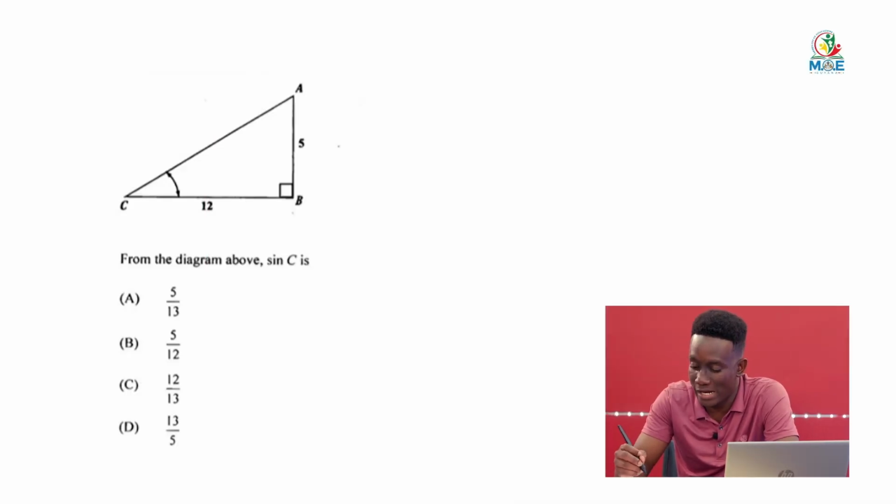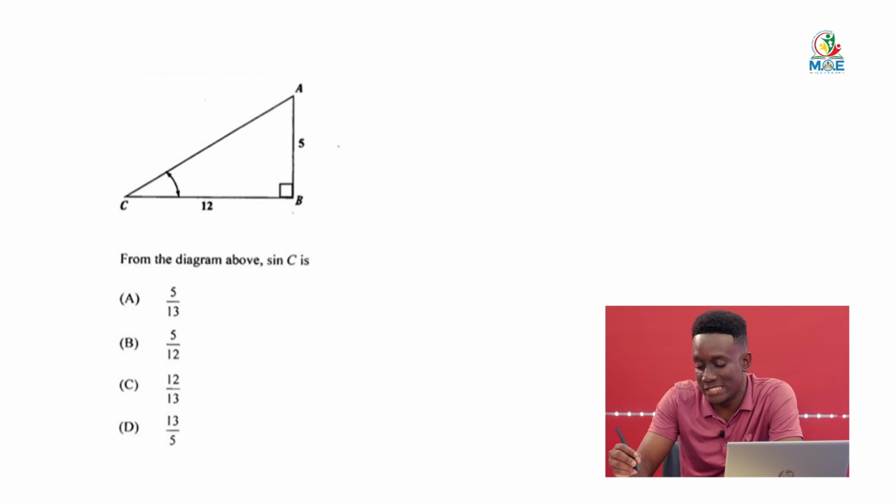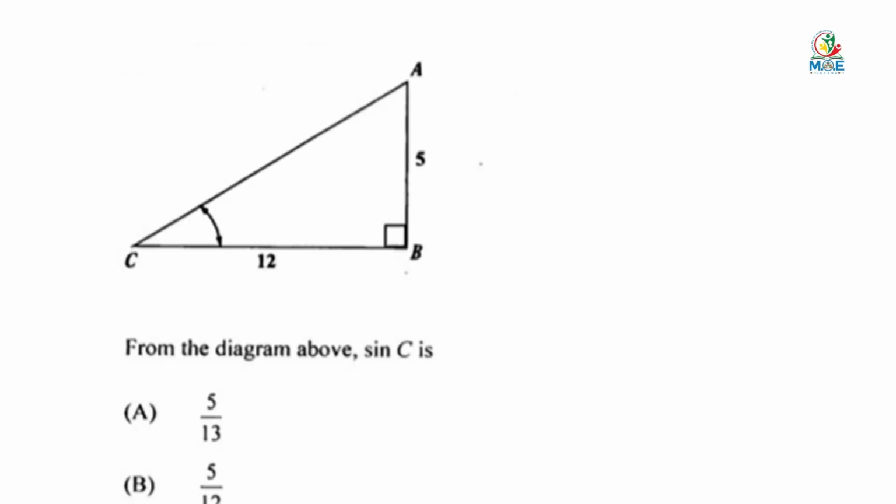Next question: we have a right angle triangle. It says from the diagram above, sine C is. So we're talking about sine C, which means we're talking about the angle C. Let's label this triangle. Here would be the opposite since we're talking about C. Opposite the right angle would be the hypotenuse, and here would be the adjacent.